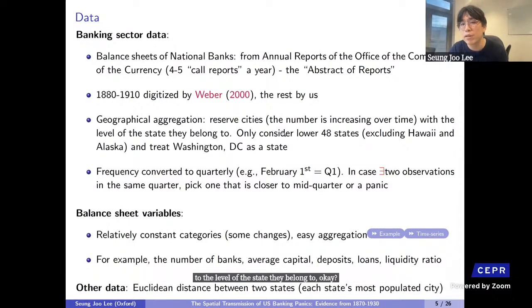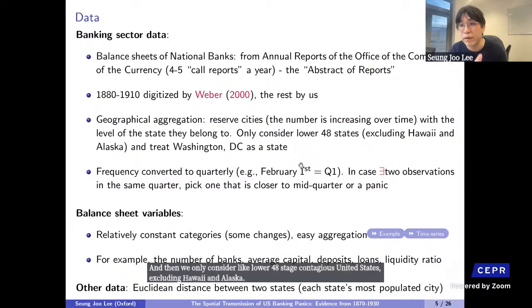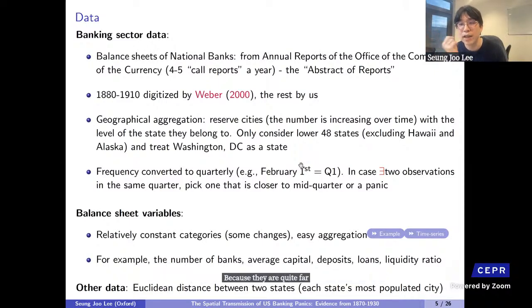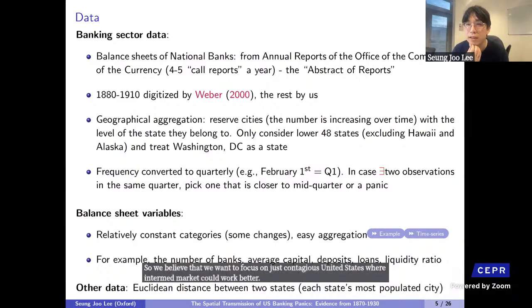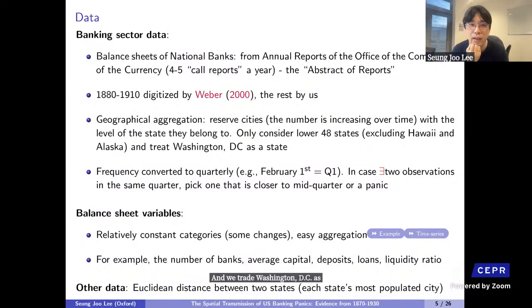And then we only consider the lower 48 states, the contiguous United States, excluding Hawaii and Alaska, because they are quite far from the rest of the United States. We wanted to focus on just the contiguous United States, where the interbank market could work better. And we treat Washington, D.C. as a separate state, okay?